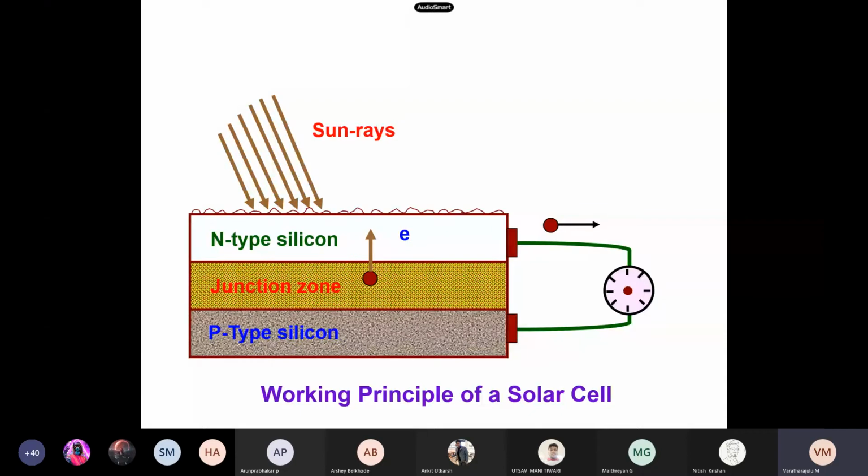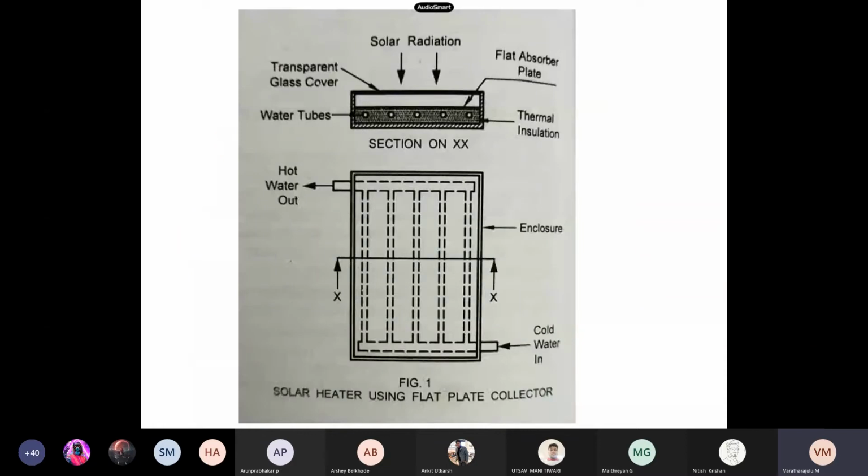And this is the solar heater using the flat plate collector, where water or any fluid can be heated to low temperatures, up to 80 degrees Celsius, by using solar radiation. The solar heater uses a flat plate collector. The solar heater is used in houses, hotels, etc.